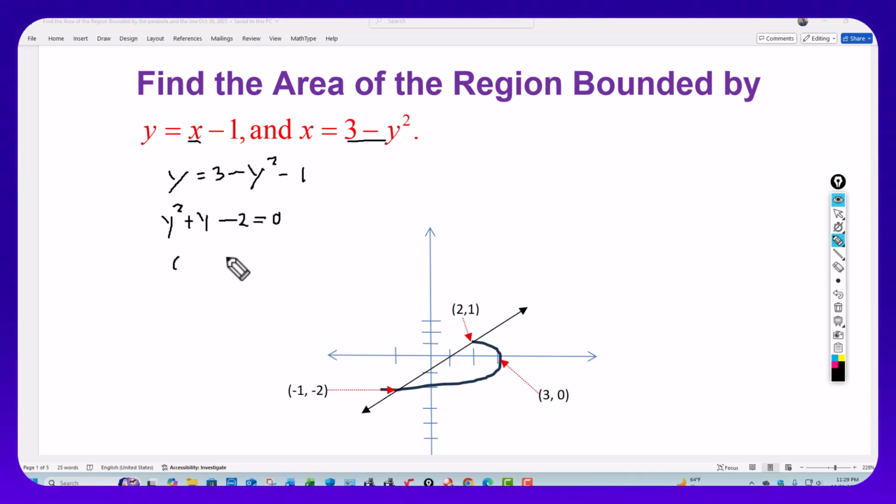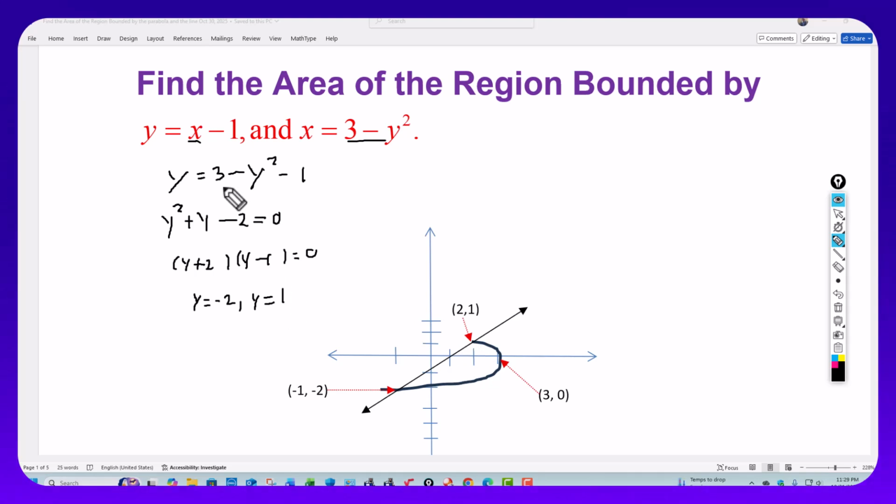Solve this equation by factoring. This would be (y plus 2)(y minus 1). Set each factor equal to 0. We get solutions y equals negative 2 and y equals positive 1. And then we can use those values to find the points of intersection of the parabola and the line.